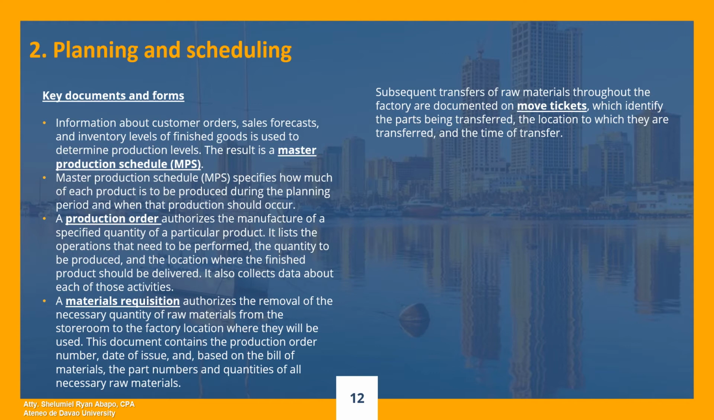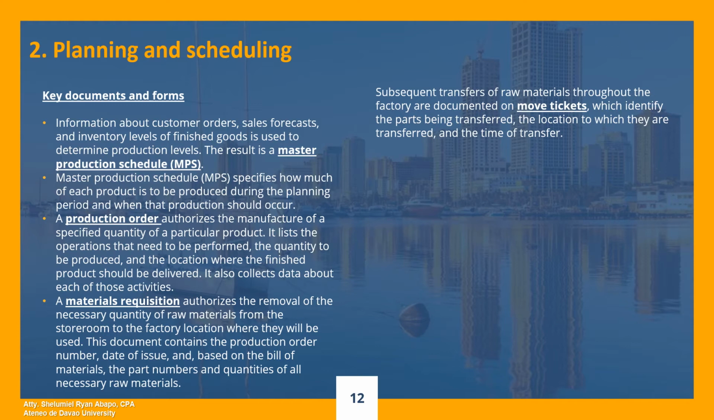Okay. Now, another document that is an output of the planning and scheduling activity will be the production order. The production order is a document authorizing the manufacture of a specified quantity of a particular product. It lists the operations that need to be performed, the quantity to be produced, and the location where the finished product should be delivered. It also collects data about each of those activities.